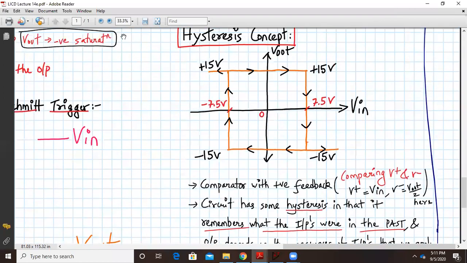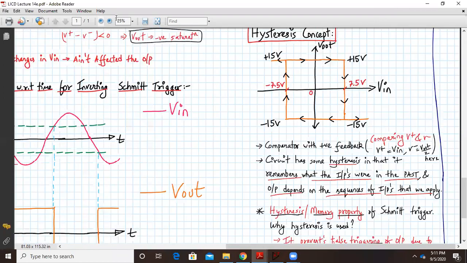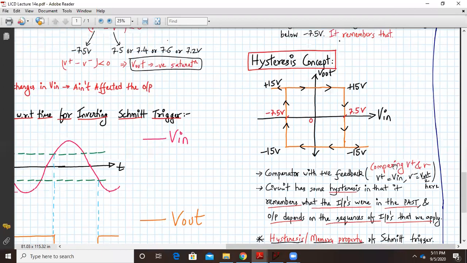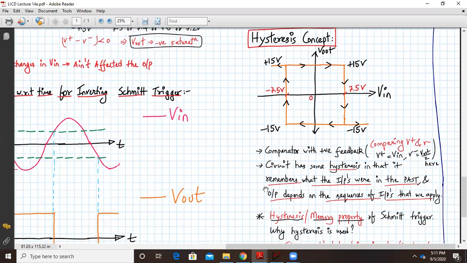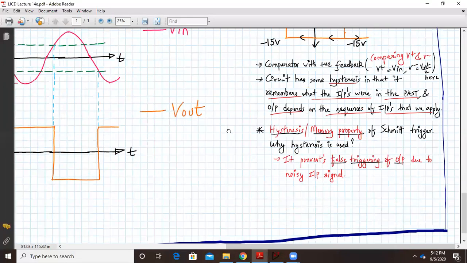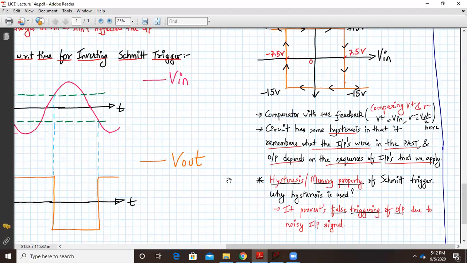So let me just go through it. This is my comparator with a positive feedback, correct? Basically this is comparing my V plus and V minus. V plus is your V in and my V minus is V out by 2. So the circuit has some hysteresis in that it remembers what inputs were in the past, and the output depends upon the sequence of the input that we are applying. So that is the meaning of this hysteresis curve. It's holding a memory of its previous input. So hysteresis is the memory property of the Schmitt trigger.